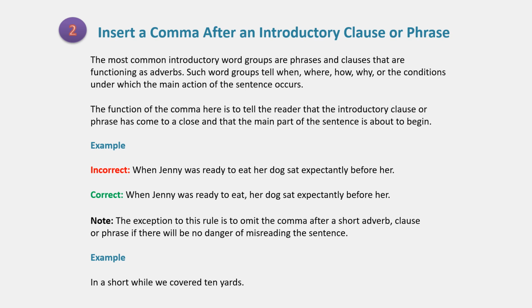So a comma must come after the introductory word group, a clause or a phrase, so that there's no misreading of the sentence. If you remove the comma and read the first sentence, it seems Jenny was ready to eat her dog, but the comma makes the reader understand the sentence as the writer intends. But let's take a note. The exception to this rule is to omit the comma after a short adverb, clause, or phrase if there will be no danger of misreading the sentence. For example, in a short while, we covered 10 yards.